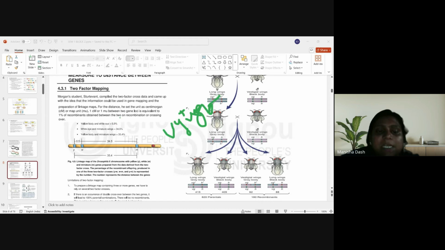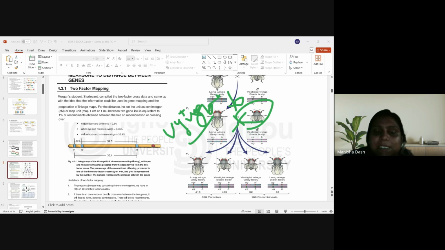So since it has the wild type copies of each gene, this will give rise to the dominant phenotype, that is long wing and gray body. Again, this hybrid fly is crossed with a double recessive mutant. So what kind of character is it having? Vestigial wing and black body.